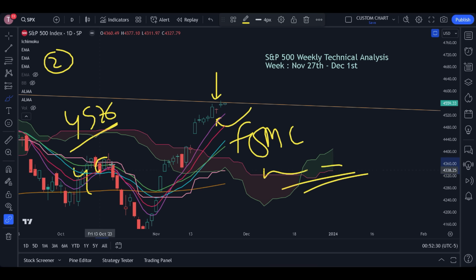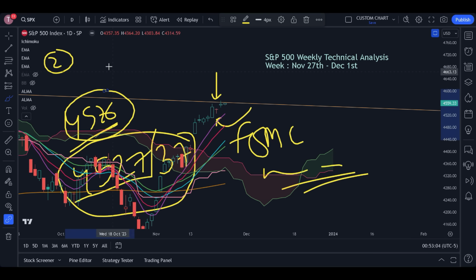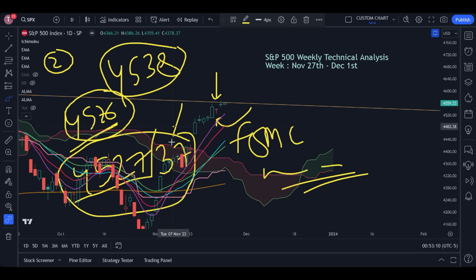So what is the zone? The zone was 4,527.37. This is the zone, and then surprisingly it closed at 4,538, and my number was 37. So it came down 1 point below the number 4,527, and it closed just 1 point above the 37, and that is why there were chances that the S&P 500 can still hold.